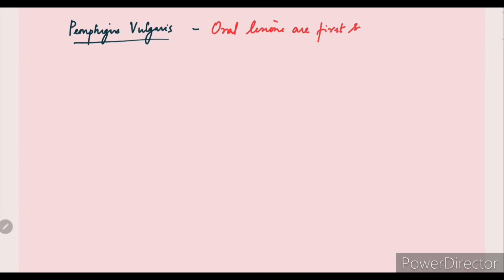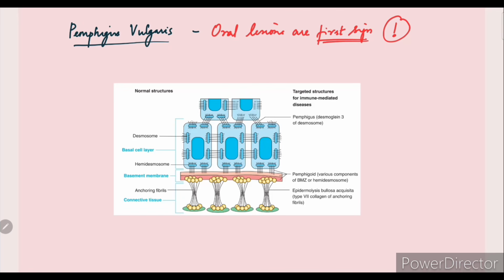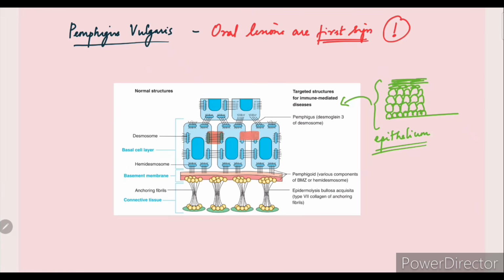Coming to the pathogenesis of Pemphigus, before going into it, we have to understand the molecular structure of our oral epithelium. The oral mucous membrane consists of oral epithelium and the lamina propria. The oral epithelium consists of various layers starting from stratum basale, above which we have stratum spinosum, then stratum granulosum, and above that stratum corneum. The cells within the oral epithelium are bound together by components called desmosomes, as we see in this picture, and the cells are attached to the basement membrane by hemidesmosomes.